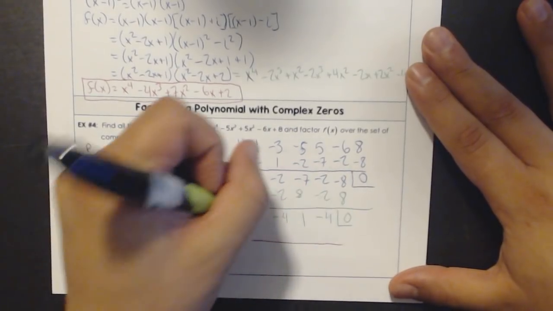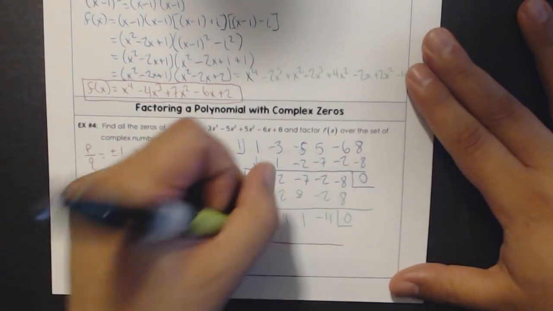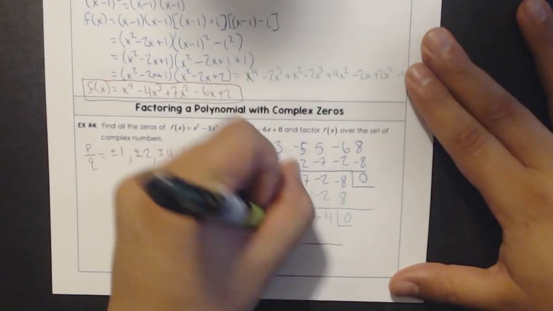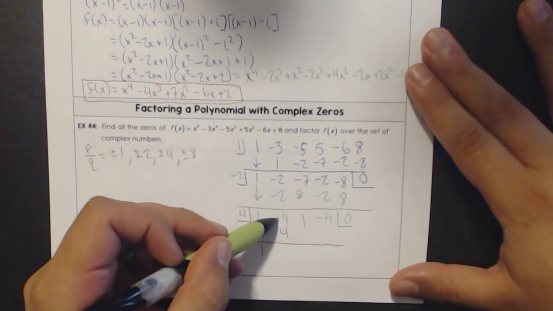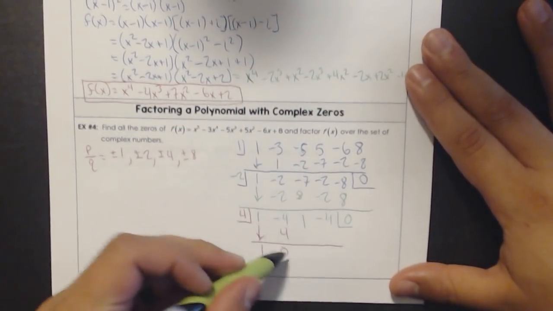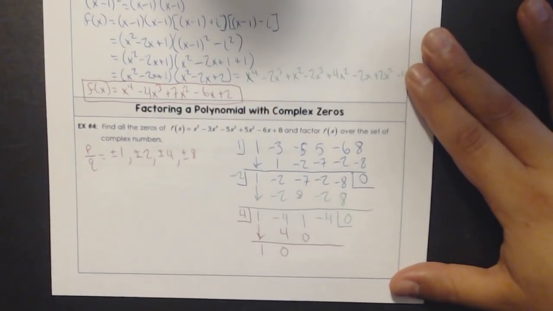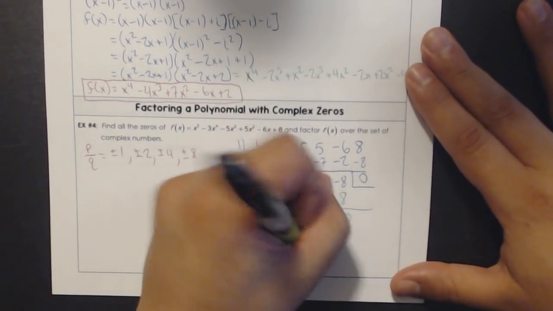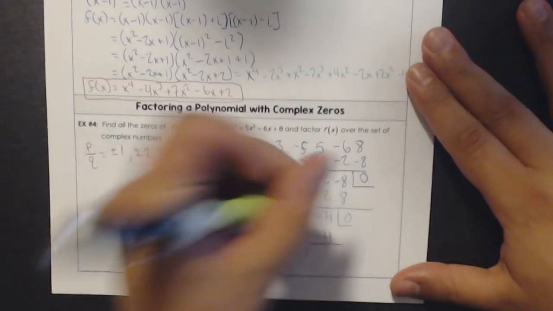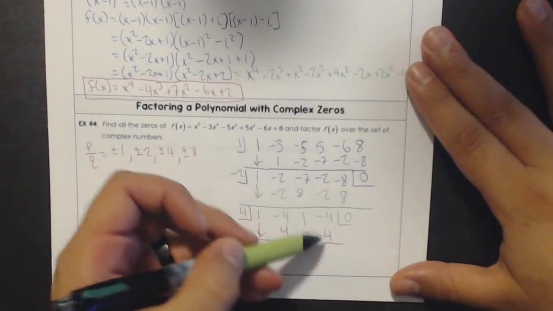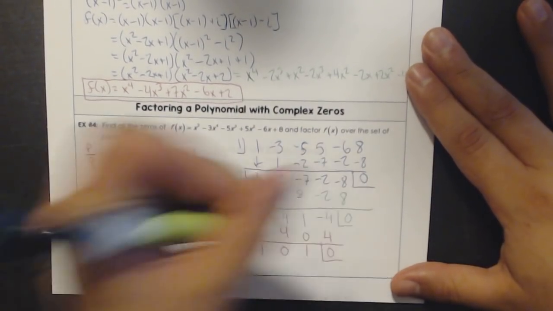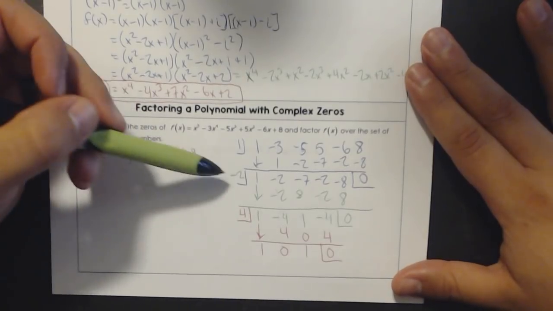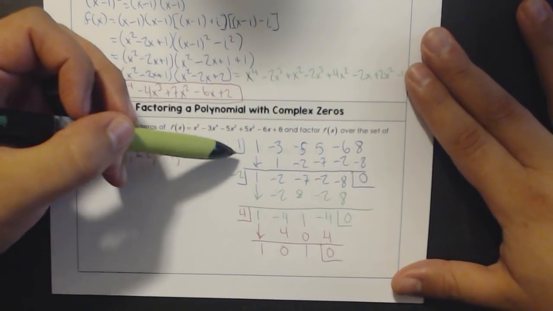Plug in 4. I bring down the first number. So I get 1 times 4 is 4. 4 plus -4 gives me 0. 0 times 4 gives me 0. 1 plus 0 gives me 1. 1 times 4 gives me 4. -4 plus 4 gives me 0. And now I have found 3 zeros.